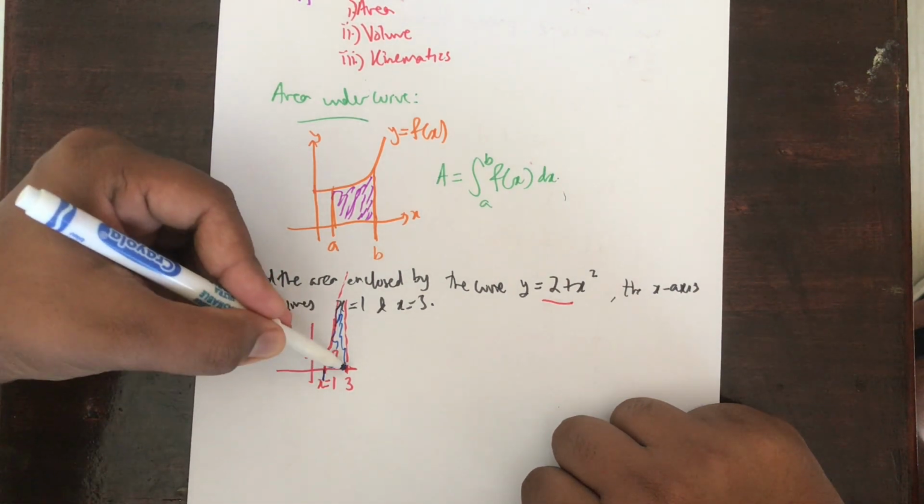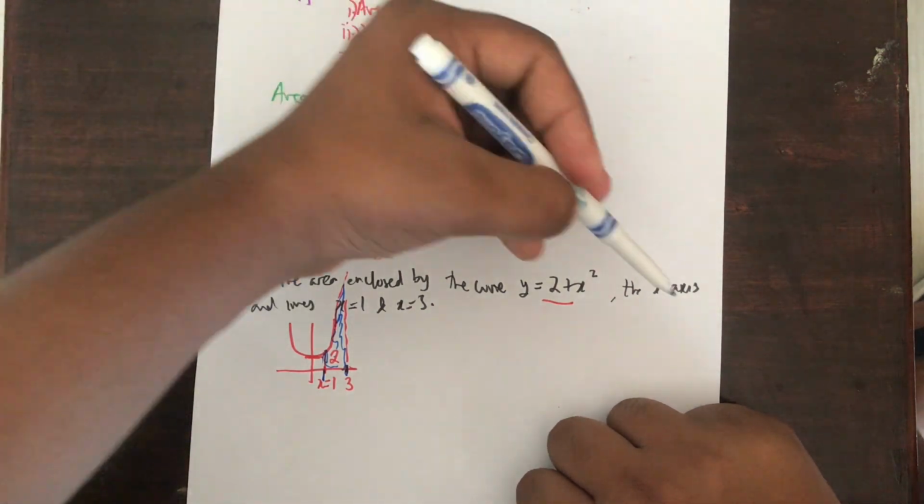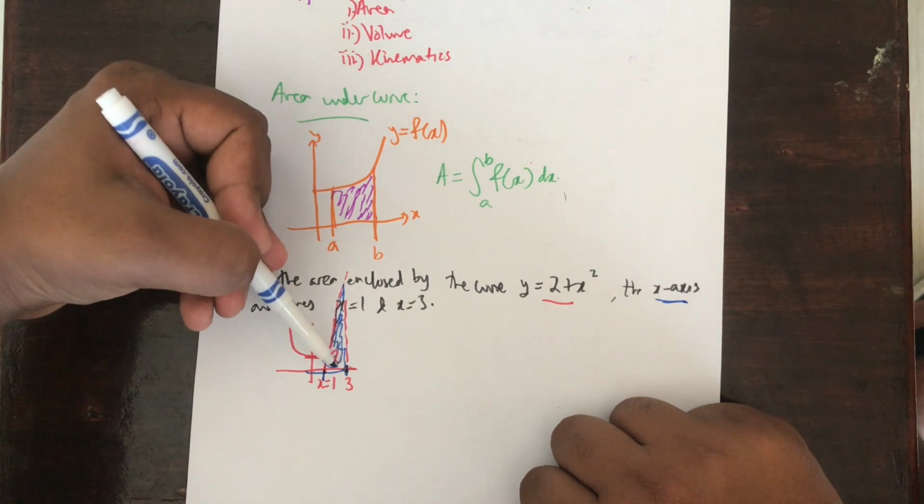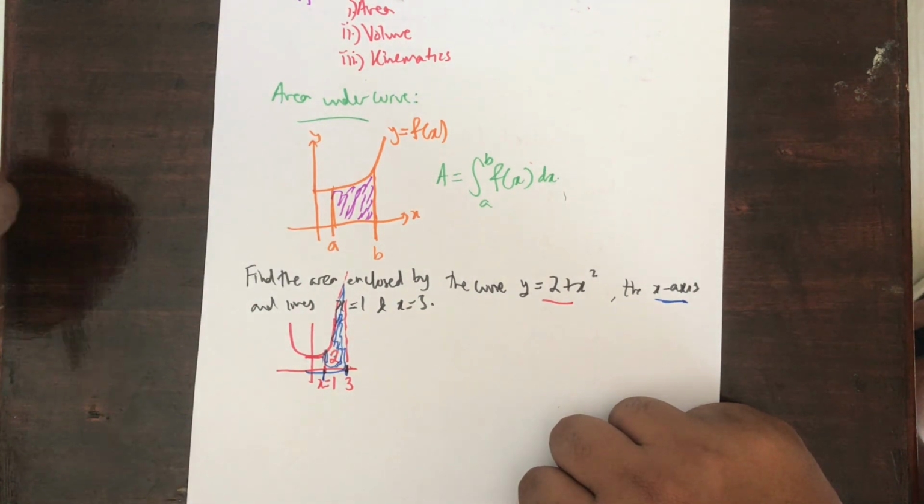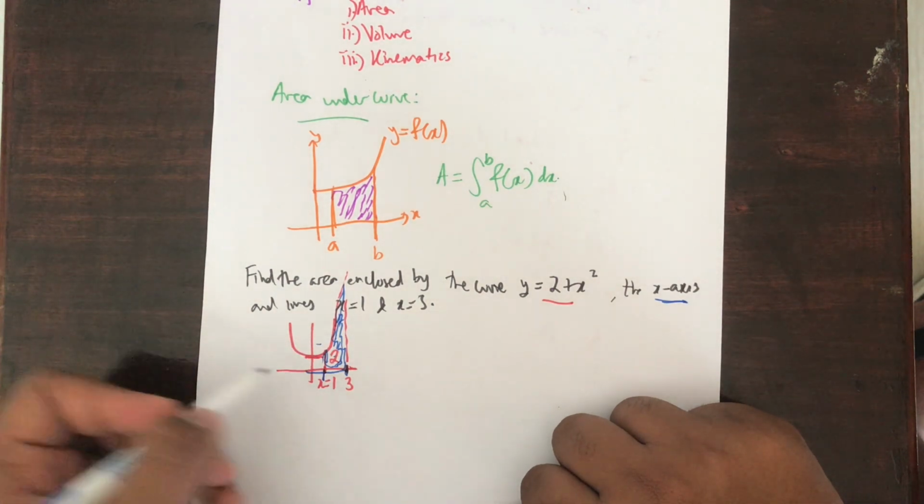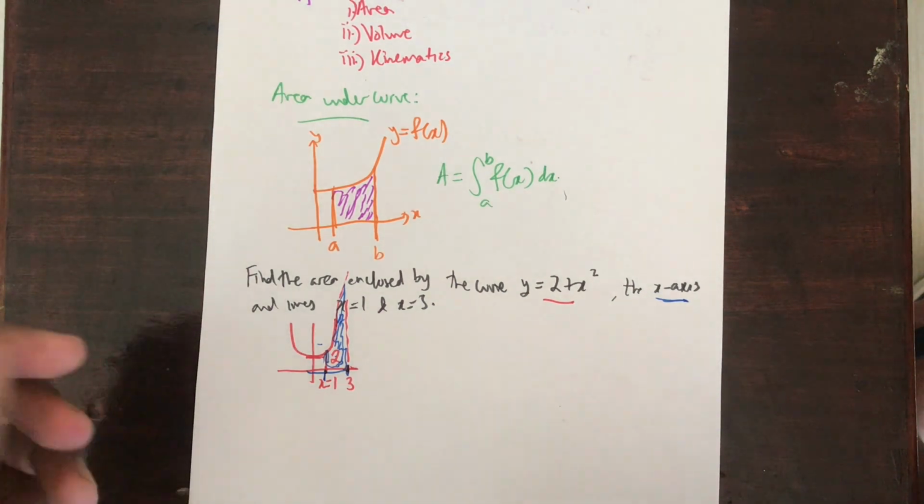Between x equal to 1 and x equal to 3, you're looking at that area. Also, we are given the x-axis, hence you're looking for the area which comes towards the x-axis. Suppose it was the y-axis, you would have been looking at an area that comes towards the y-axis, but this is the x-axis, so you look at an area that comes towards the x-axis.